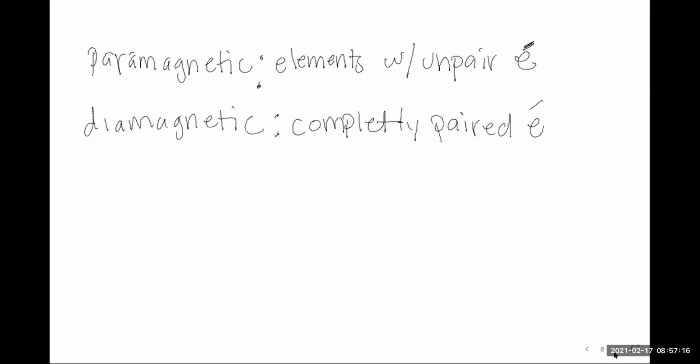We go back to your definition. So paramagnetic are elements with unpaired electrons. Diamagnetic, remember di meaning two. Diamagnetic, they're completely paired electrons.